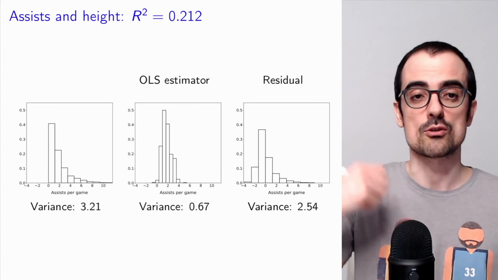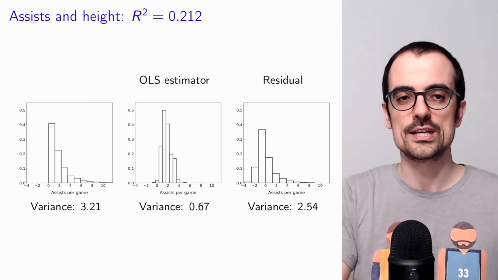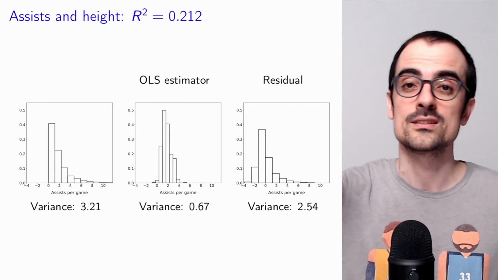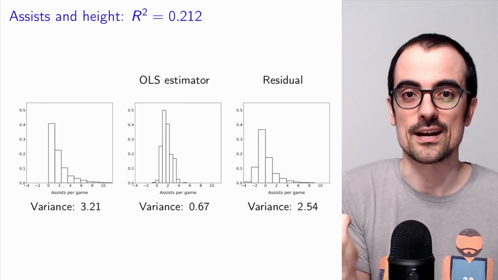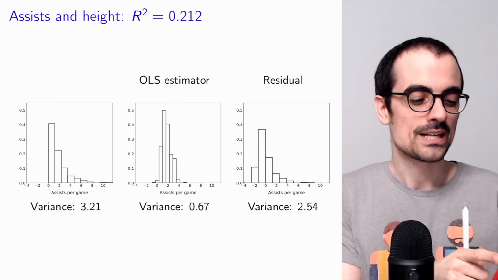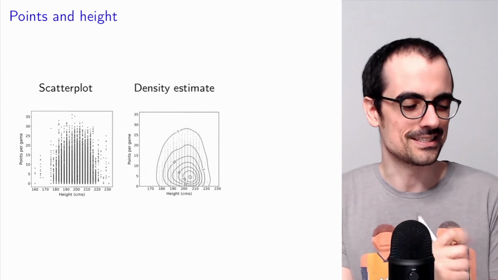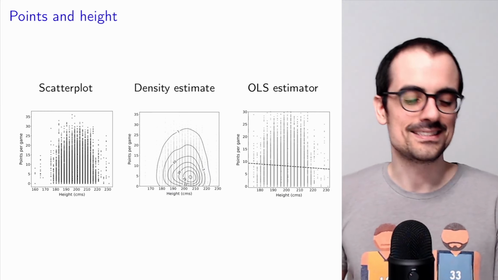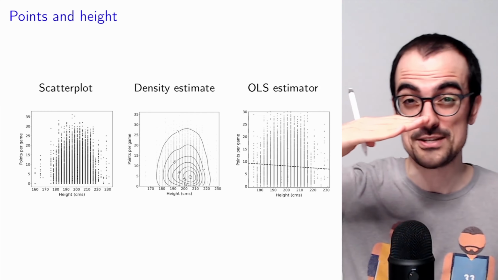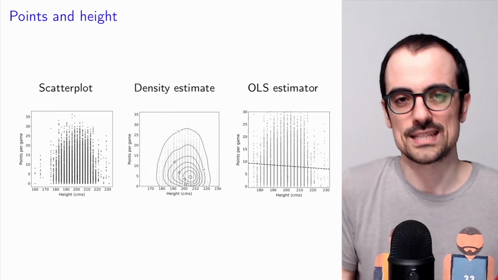So immediately the correlation coefficient or the coefficient of determination tells you how linearly dependent these two values are. The closer it is to 1, the more linearly dependent they are. The closer they are to 0, the less linearly dependent they are. And this brings me to points and height. This is a scatter plot. This is the density. And this is the OLS estimator, which, we have discussed in previous videos, is almost horizontal. But now we can actually quantify what that means.